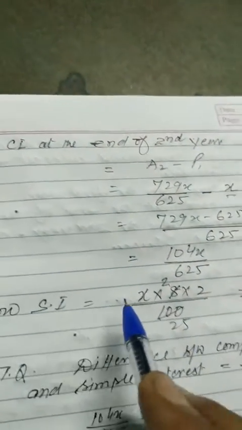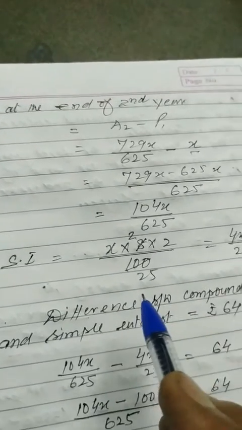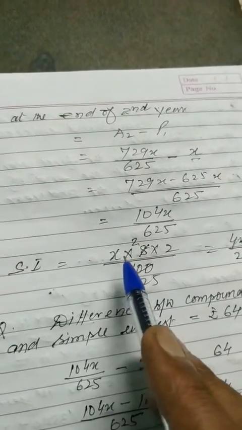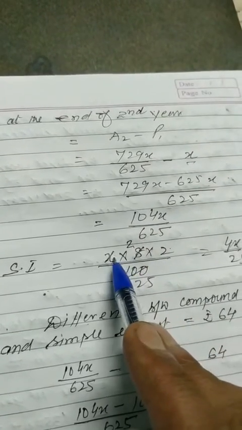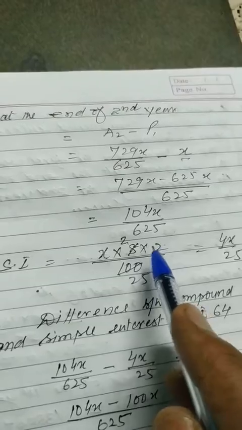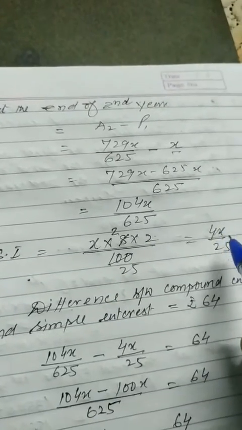Now we have the simple interest for the two years. This is simple interest, PRT, with time 2 years, that is x multiplied by 8 multiplied by 2 over 100, that is 4x over 25.